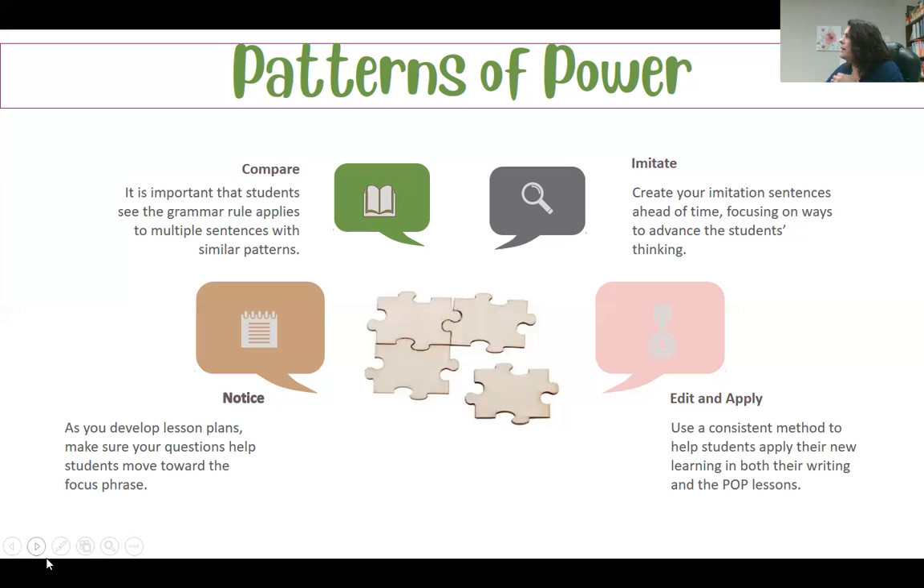And then of course we have edit and apply. Most importantly, use a consistent method to help students apply their new learning in both the writing and in pop lessons. We need to make sure that students are using what they've been taught consistently to edit. Editor's eyes is great when you're asking them to edit their writing, to analyze those sentences, structures consistently: capitalization, punctuation, sounds right, spelling, commas, and apostrophes in that order, so that their writing is stronger and more consistent.